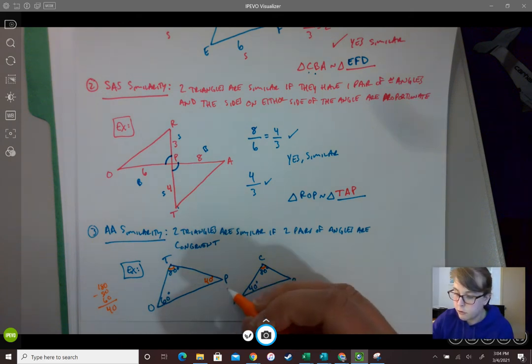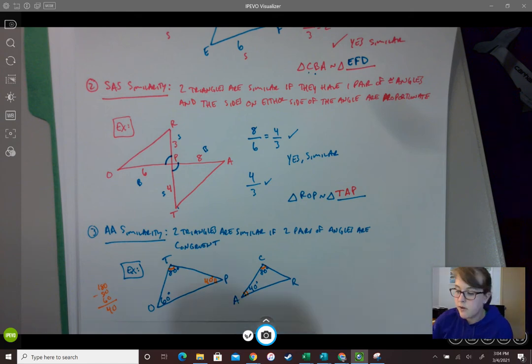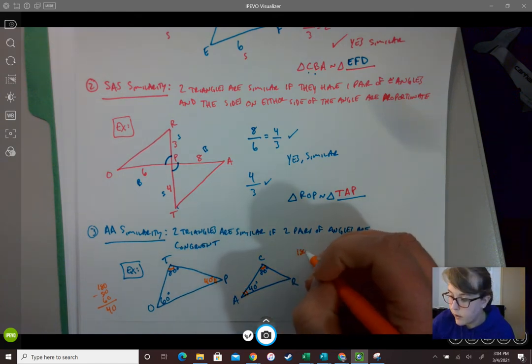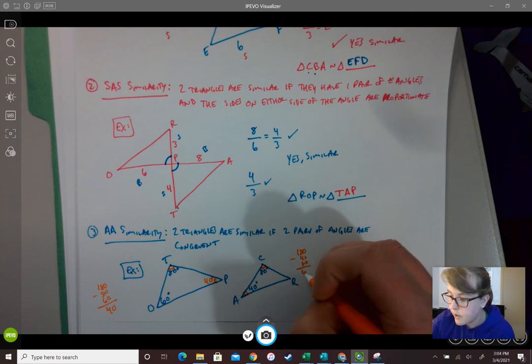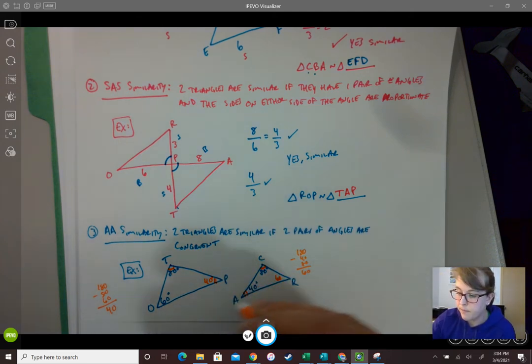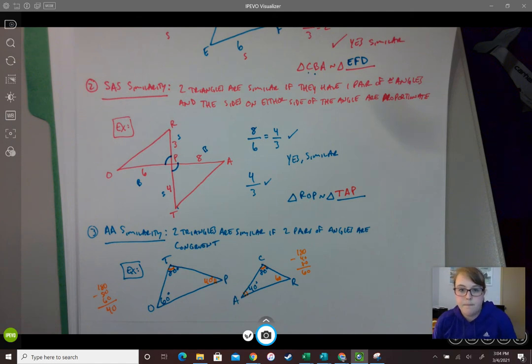And now we have two matching pairs. We have angle P matches with angle A. And it just so happens if I were to find the missing angle here, if I went 180 minus 40 minus 80, we would get 60, which matches up angle O and angle R. So not only do we have two pairs of matching angles, we actually have three, which is the case all the time. If you ever have two triangles that have two pairs of congruent angles, really that means that all three angles have matching pairs in both triangles.